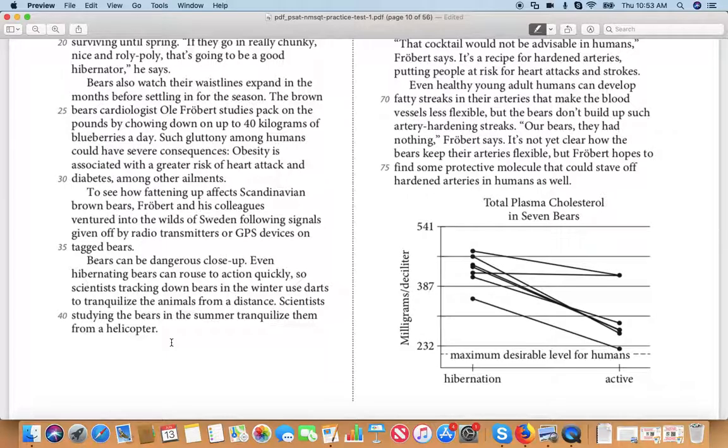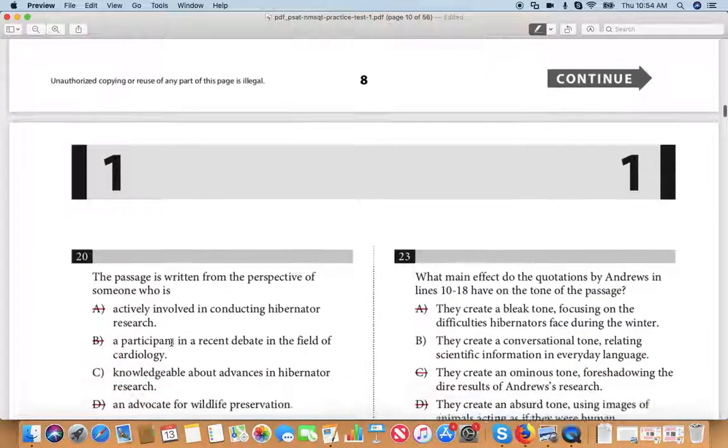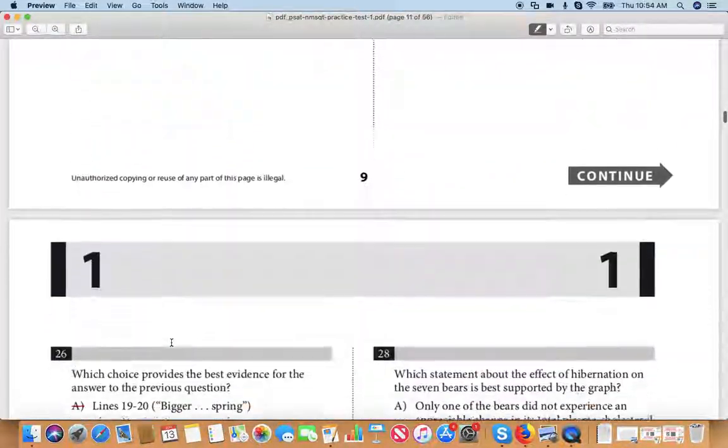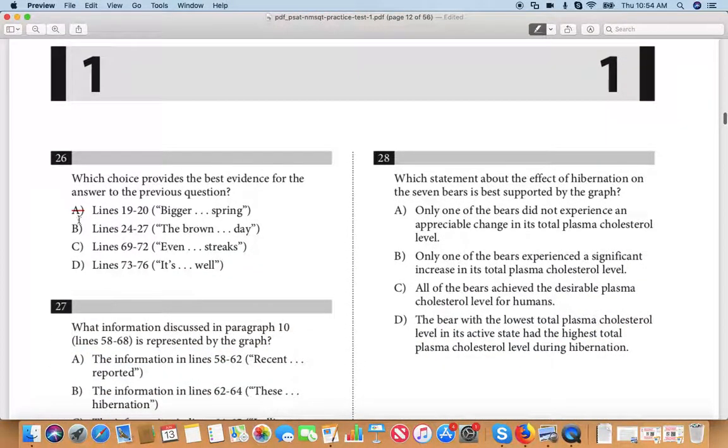Answer choice B, lines 24 through 27. The brown bear's cardiologist Ole Frober studies pack on the pounds by chowing down on up to 40 kilograms of blueberries a day. Do we see anything there about Frober's hypothesis as to why bears' arteries don't harden during hibernation? No. At least we're talking about Frober here, which is good, but there's nothing about his hypothesis. Easy to eliminate. Don't overthink this, and don't look for something that's not there. There's just no evidence for his hypothesis. Not even close.